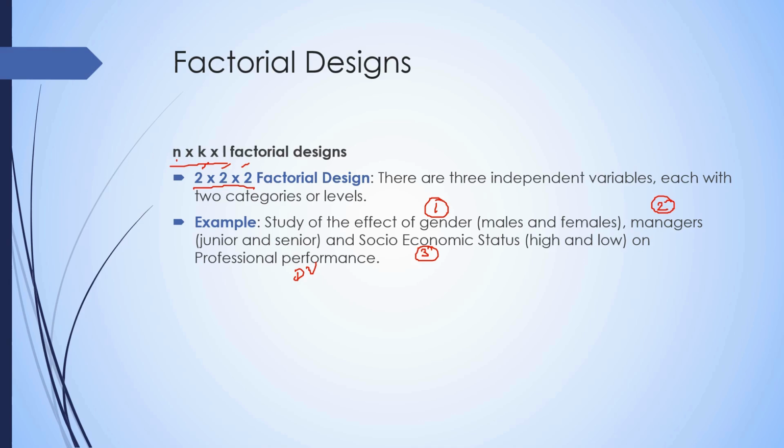Let's see. First, gender, we have males and females. This is the two levels of the first independent variable. Under managers we have junior and senior. This is the two levels under our second independent variable. Third, socioeconomic status, high and low. These are the two levels under our third independent variable. These are examples that I've taken from the study material. Some I have made on my own. Maybe you can create more of your own for the purpose of exam if you understand the concept.